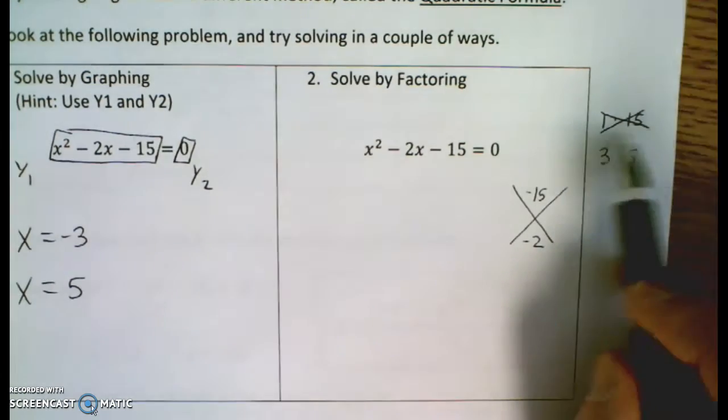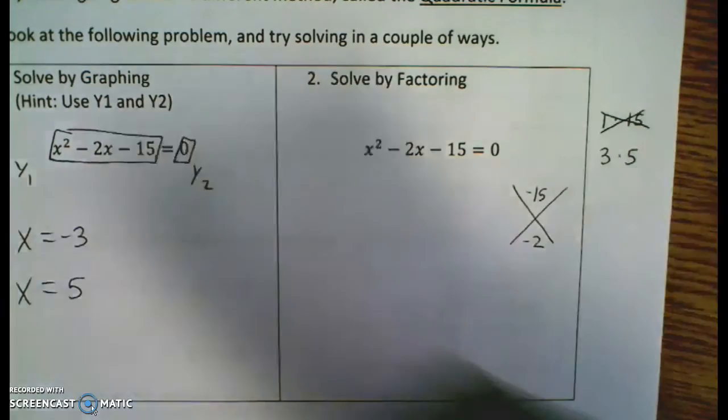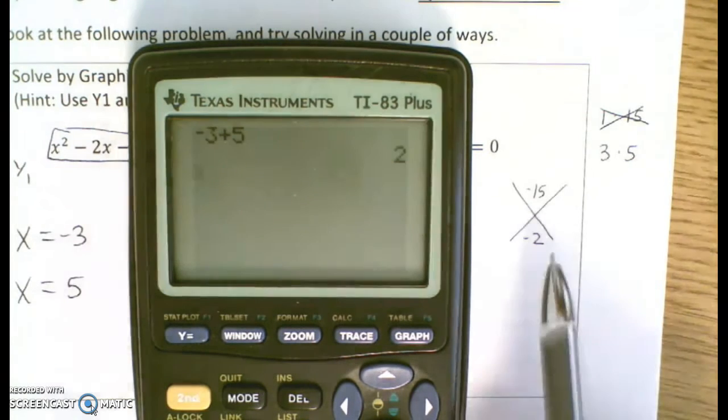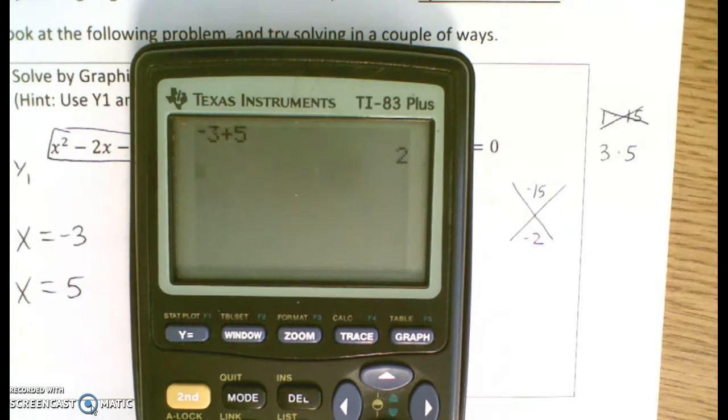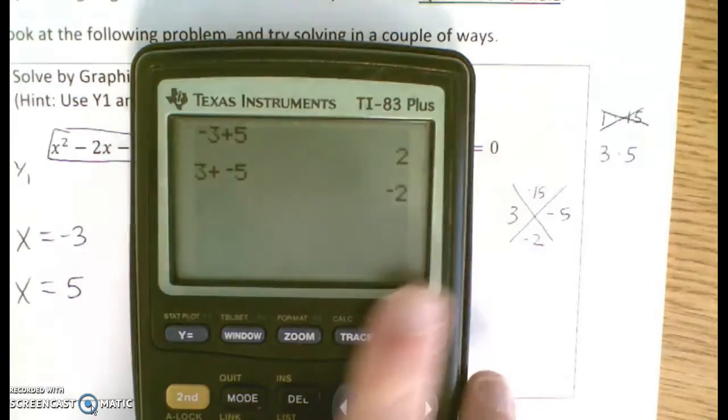I know it can't be 1 and 15 because when you add those together or subtract them, you're not going to get negative 2. So when looking at 3 and 5, I'm either doing 3 plus negative 5, or negative 3 plus 5, which gives me positive 2, but not negative 2. So I'm going to try 3 and negative 5. And that gives me negative 2. So I know my two factors are 3 and negative 5.